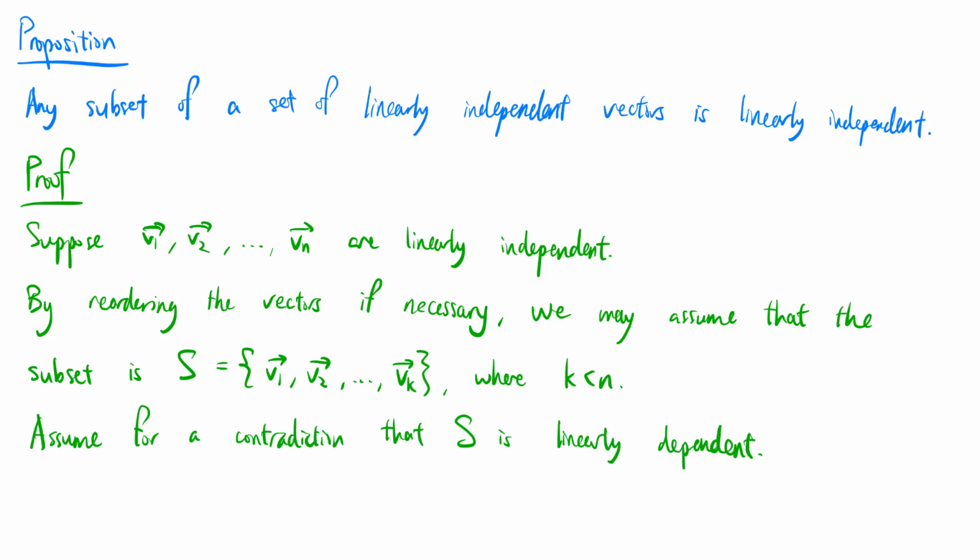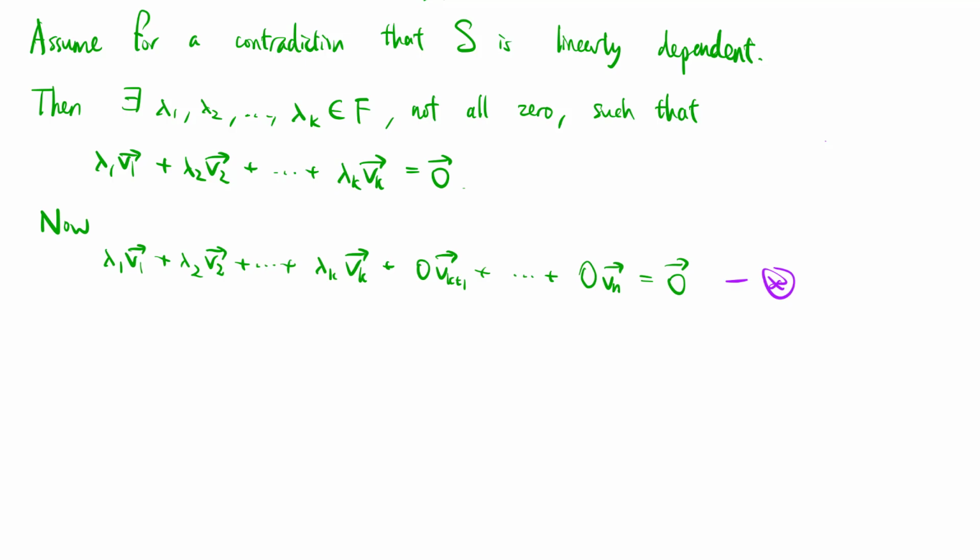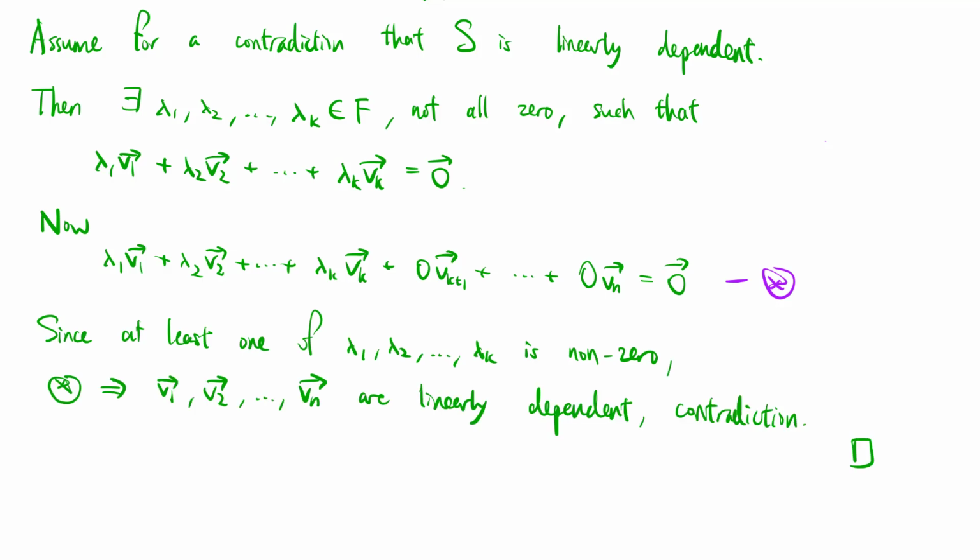Assume for a contradiction that S is linearly dependent. Then there exists λ1, λ2 up to λk in F, not all zero, such that λ1 times v1 plus λ2 times v2 plus up to λk times vk equals the zero vector. Now, λ1 times v1 plus λ2 times v2 plus up to λk times vk plus 0 times v(k+1) plus up to 0 times vn equals the zero vector. We label this as star. Since at least one of λ1, λ2 up to λk is non-zero, star means that v1, v2 up to vn are linearly dependent, which is a contradiction, and this completes the proof.